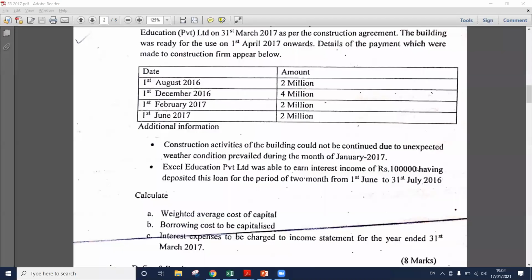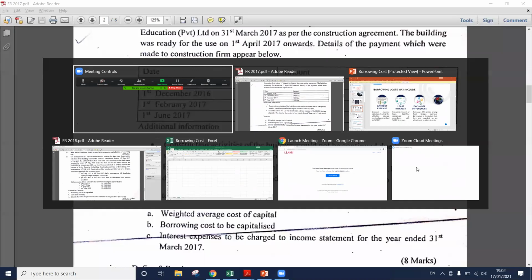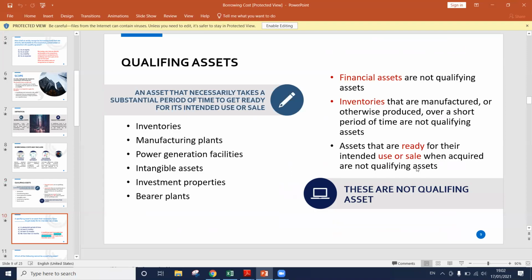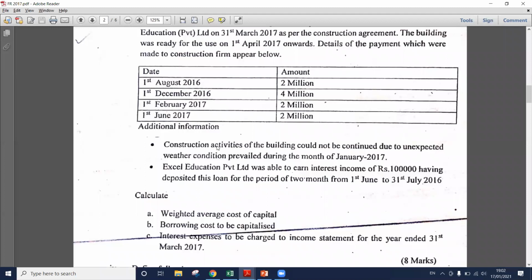What do we need to do when there is an interest amount? I have discussed this before: when there is investment income, we need to eliminate such investment income in calculating the borrowing cost that needs to be capitalized. We deduct it specially. Right. We'll quickly go through this sum. First, we need to calculate the weighted average cost of capital.